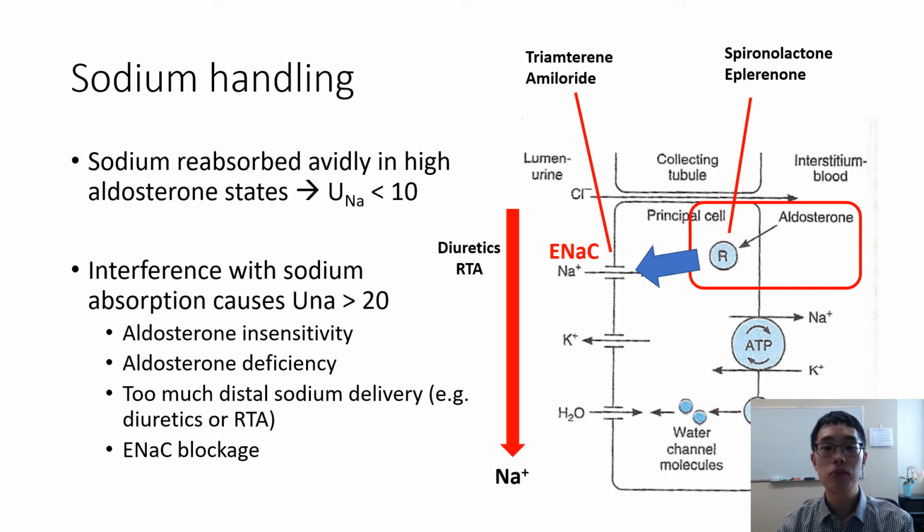Third, if we have so much sodium delivery that we overwhelm the ability of the sodium ENaC channel to reabsorb all the sodium, then we can get higher urine sodium values than we expect. This is the case when we have other diuretics that affect the loop or distal tubule, or renal tubular acidosis that can result in distal sodium delivery.